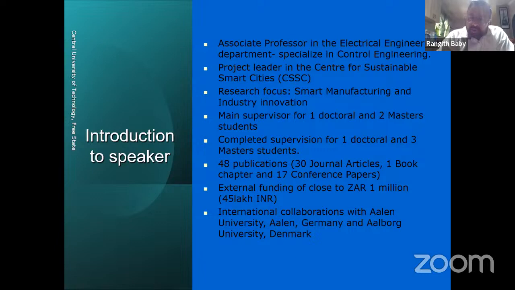Currently, I'm supervising 1 doctoral student along with 2 master's students as part of my postgraduate supervision. I've completed supervision for 1 doctoral student and 3 master's students. I've got a few publications, mainly in journal articles, as well as some conference attendance. I've been funded by external agencies in an amount close to 45 lakh rupees in Indian terms. And I'm also having international collaborations with Aarhus University in the city of Aarhus in Germany, as well as Aalborg University in Denmark. So that's a bit about me.